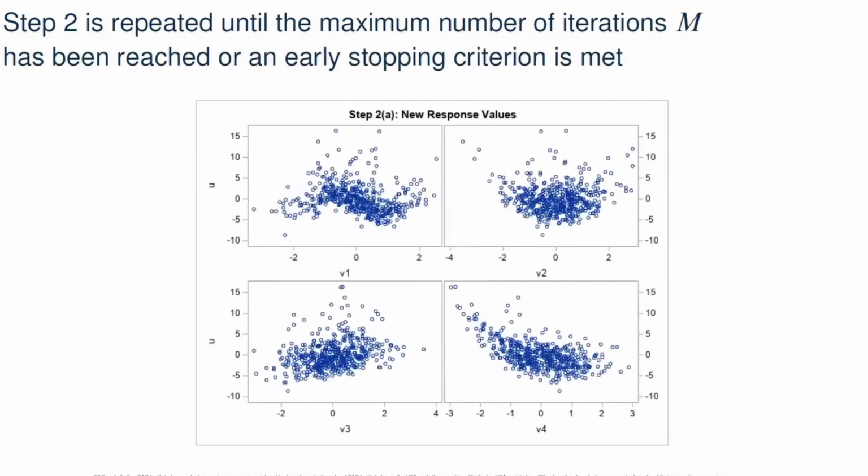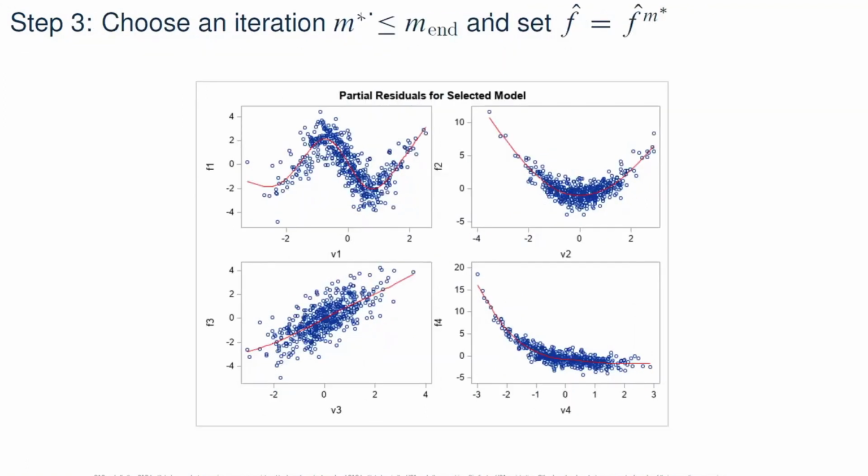The process of computing the derivatives and fitting the component functions and selecting a component for update would then be repeated until a maximum number of iterations or an early stopping criterion is met at iteration, say, m-end. At this point, there are m-end plus 1 possible models to choose from, with 1 model corresponding to the cumulative fit at each one of those boosting iterations. The final model is selected from this set, and here you can see the selected model and the partial residual plots for that model in our toy example after 500 boosting iterations.